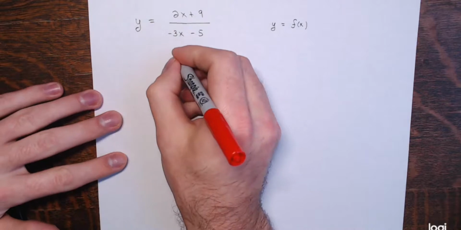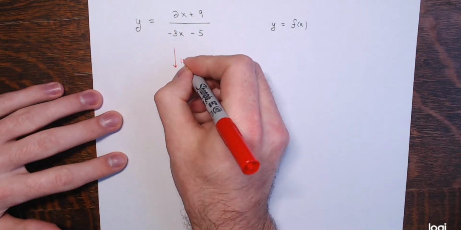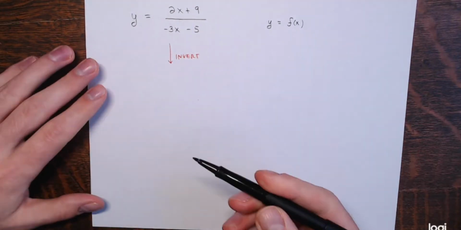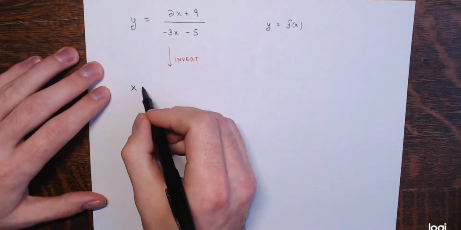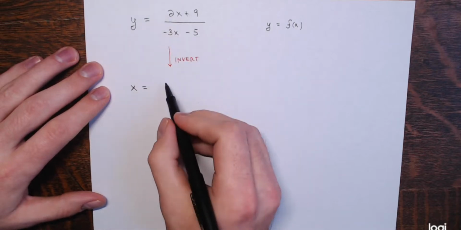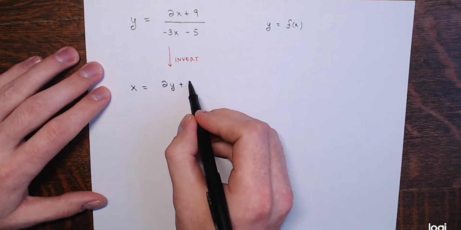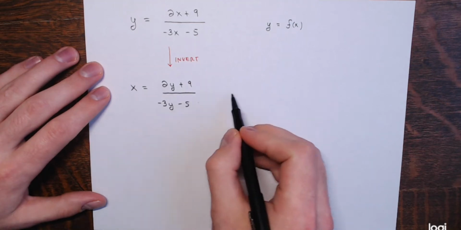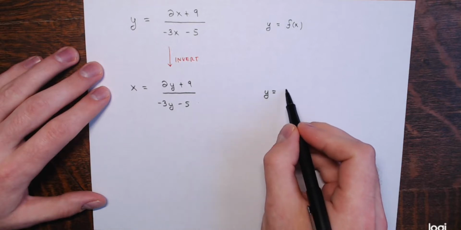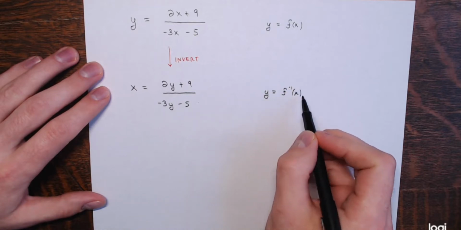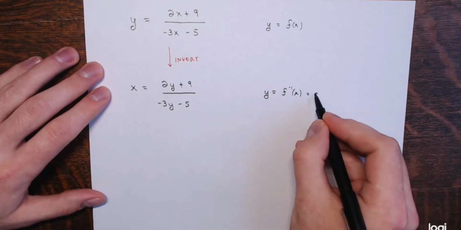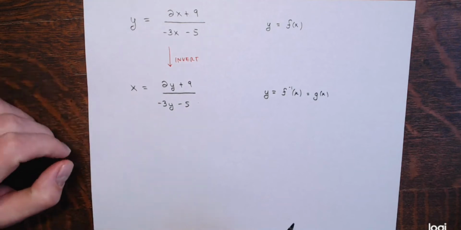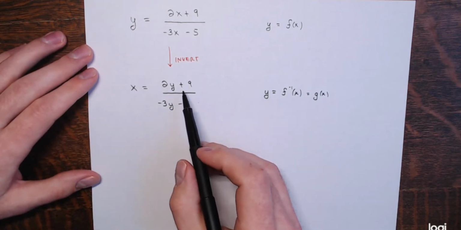Now we're asked to find the inverse function. So I invert. Switch all the y's with x's, x's with y's. So y becomes x, and then these x's become y. 2y plus 9 divided by negative 3y minus 5. And then in this equation, y represents f inverse, or what they're calling g. They're saying let g be f inverse. And then I solve this for y.